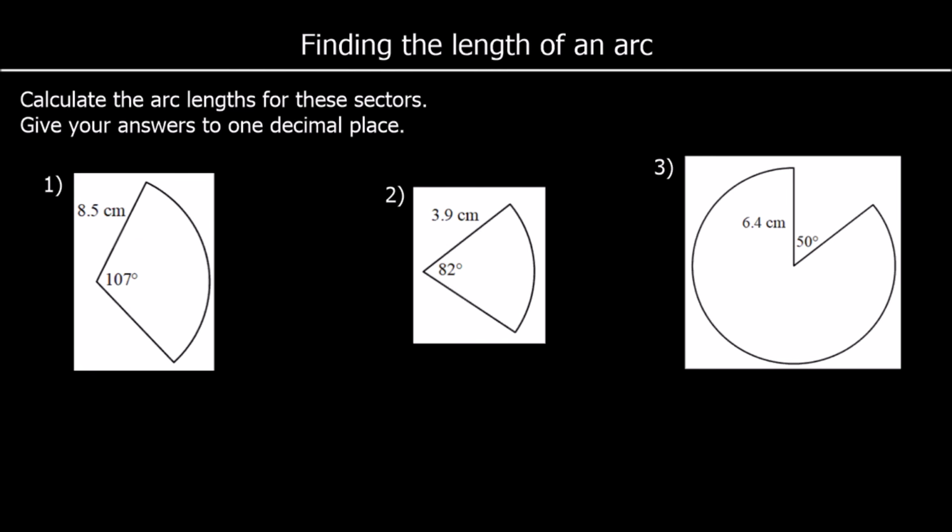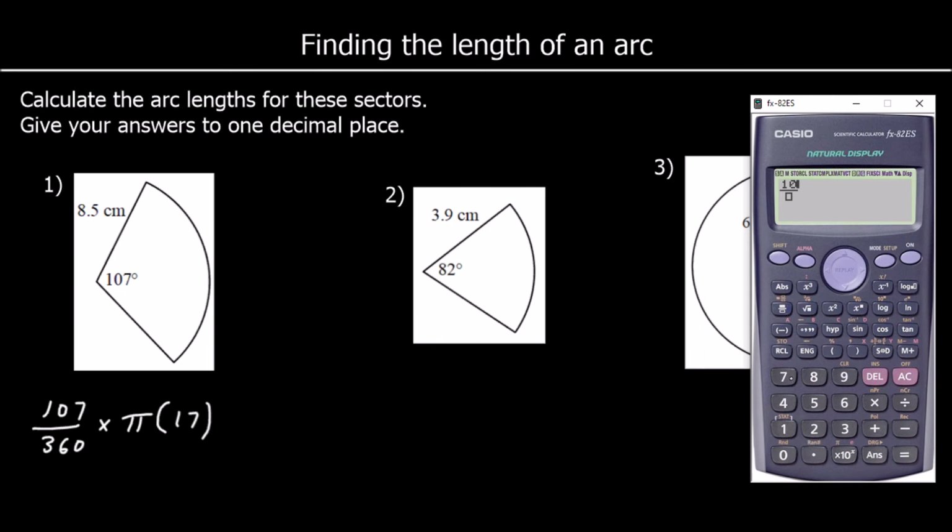And to finish up, we've got 3 questions. Calculate the arc lengths for each of these sectors. So for the first one, we're calculating the arc length. What fraction of the circle have we got? We've got 107 360ths of the circumference, which is pi times the diameter. 2 8.5s are 17. So we're going to type this into the calculator and give our answer to 1 decimal place.